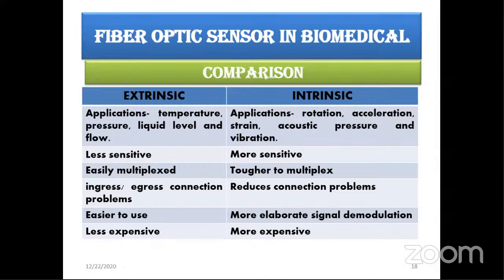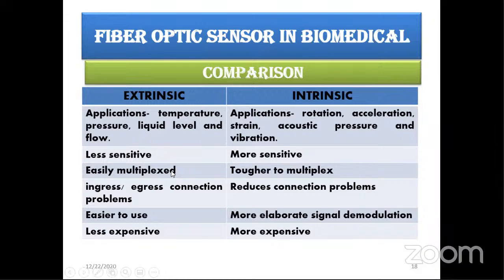And this is the comparison of extrinsic and intrinsic optical fiber. Both are location based. Application wise, extrinsic is used in temperature measurements, pressure, liquid level and flow, and intrinsic is used for measurements of rotation, acceleration, strain, acoustic pressure and vibration. Extrinsic is less sensitive because it is placed outside the cable, but intrinsic is more sensitive because it is placed inside the cable. If there are any small changes, it will measure the changed parameters.